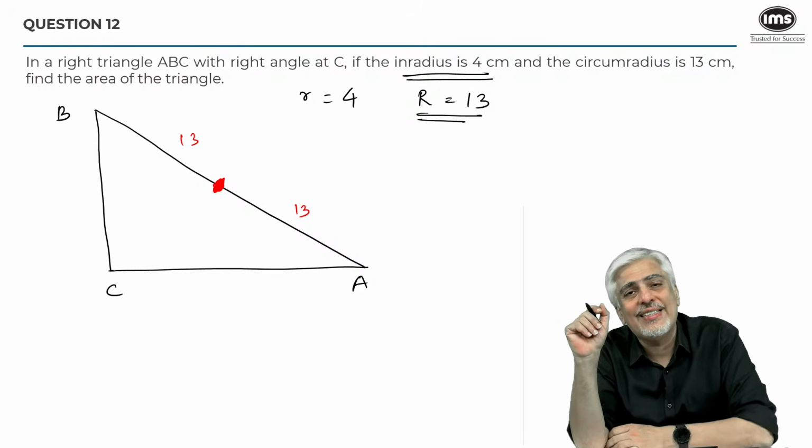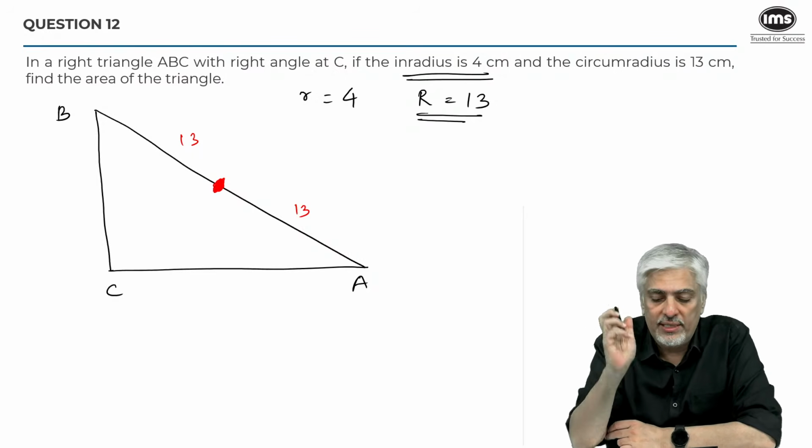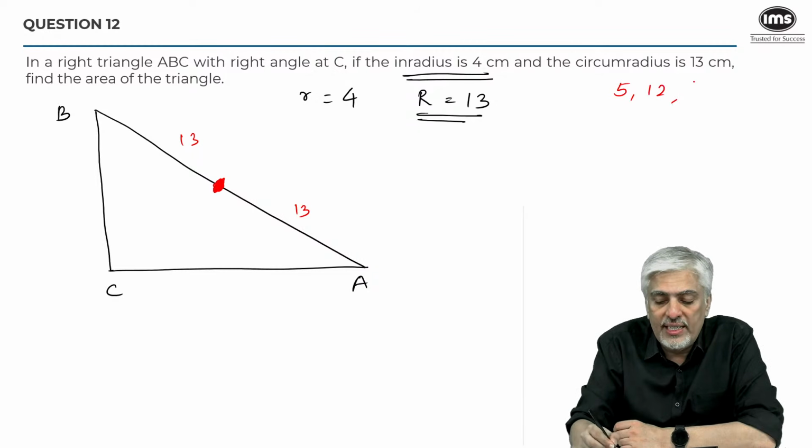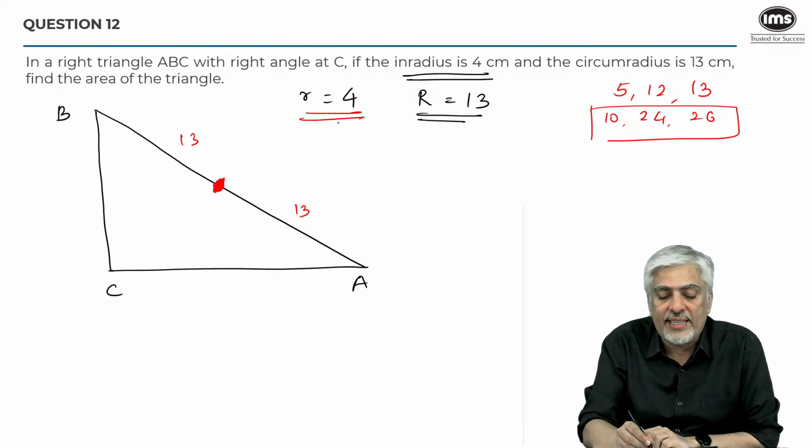At 26, you all should start thinking 5, 12, 13 and multiples of 5, 12, 13. 5, 12, 13 is a Pythagoras triplet, so its multiple will be 10, 24, 26. And then I will just check whether this satisfies.